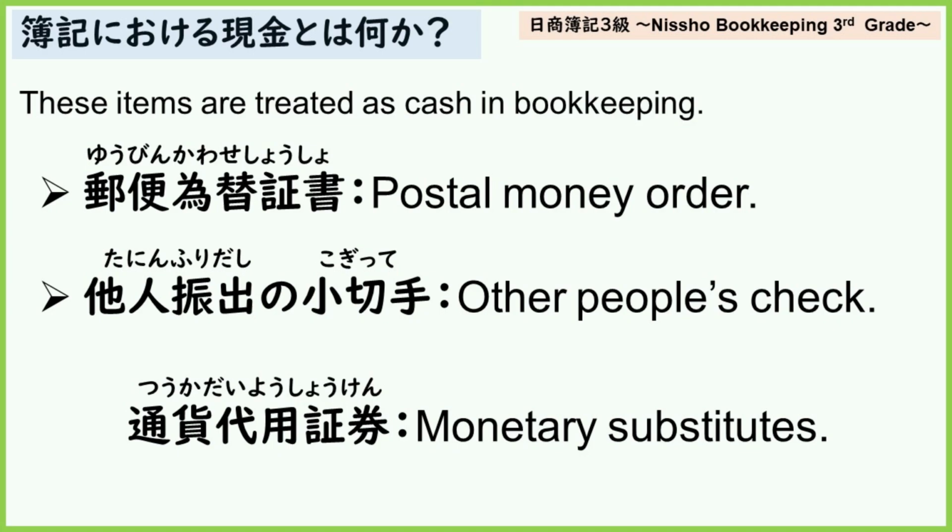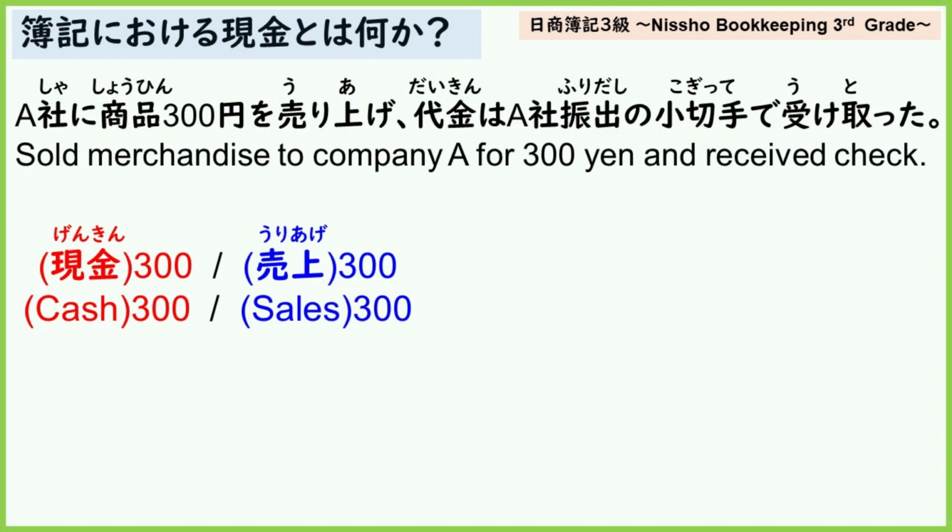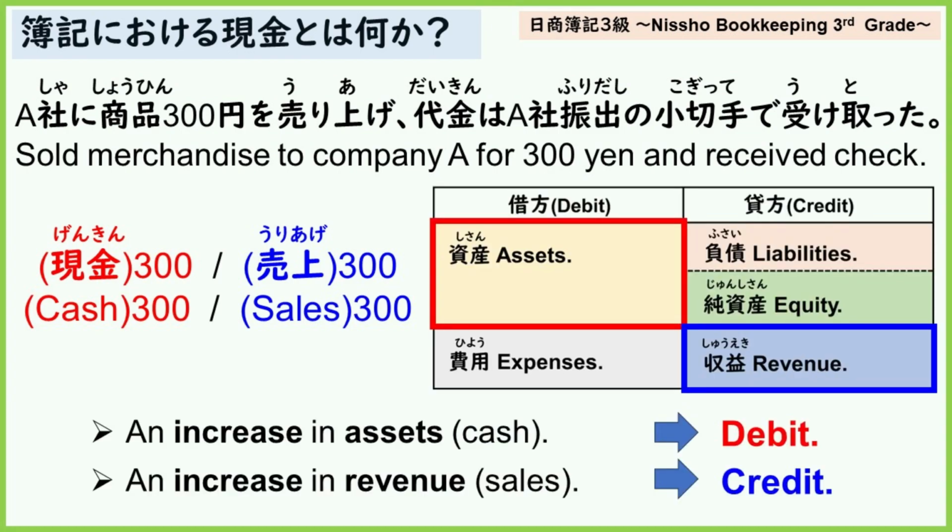Now, let's take a look at an example of a journal entry. Sold merchandise to Company A for 300 yen and received a check. The journal entry is as follows. Debit, cash 300. Credit, sales 300. We make journal entries for the increase in cash assets and the increase in sales revenue. If you're unsure why this journal entry is made, please watch the previous number 2 video again.